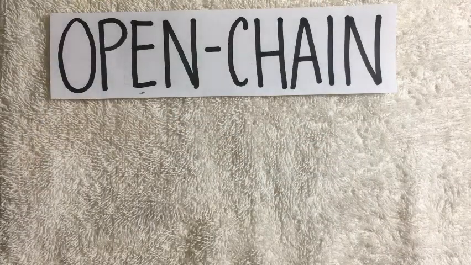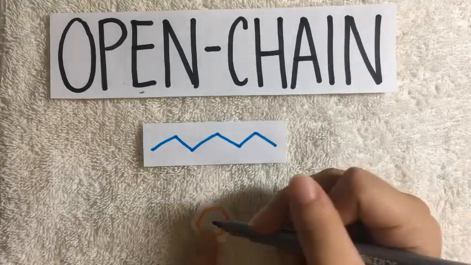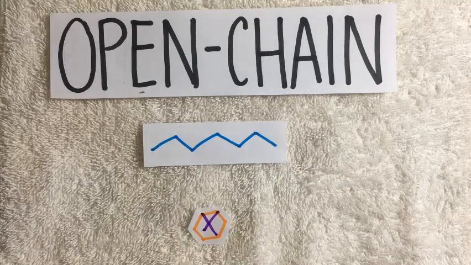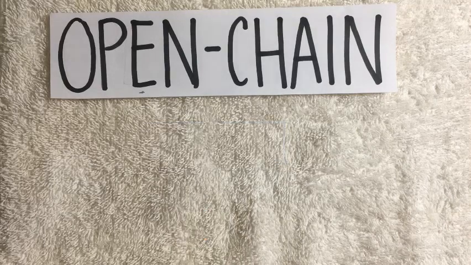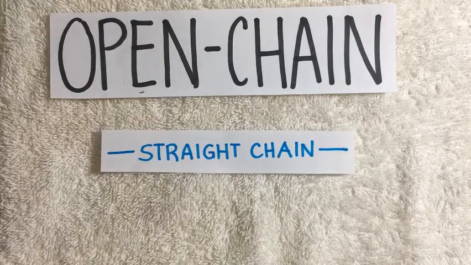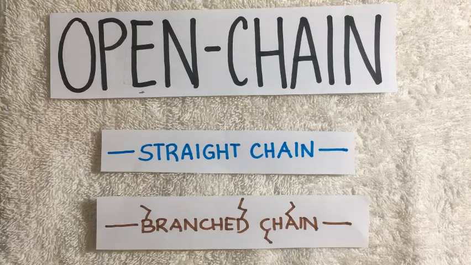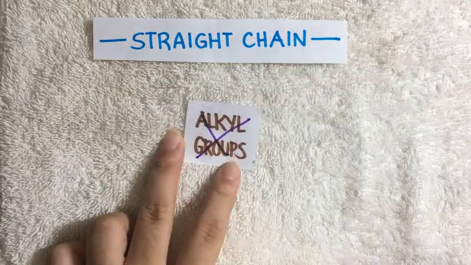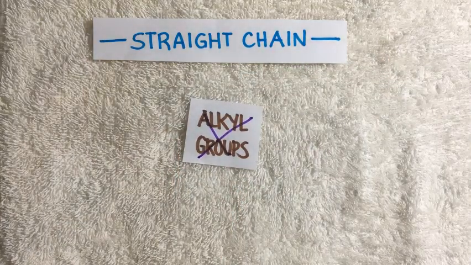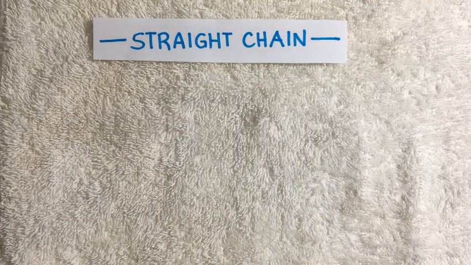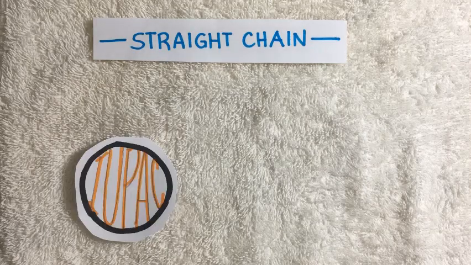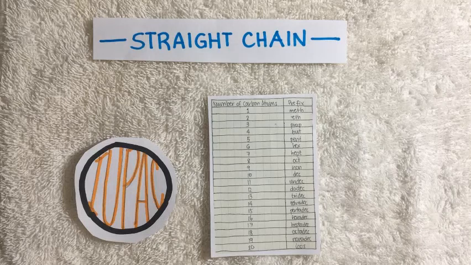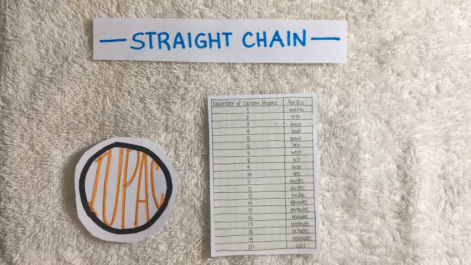Open chain aliphatic compounds are compounds drawn in a straight chain and does not form a ring or figure. These compounds can be divided into two different types, straight chain and branched chain. Straight chains are those that do not have alkyl or substituent groups attached to the carbons in the parent chain. These compounds are generally the parent chain and is named as such in line with the prefixes set by the International Union of Pure and Applied Chemistry.